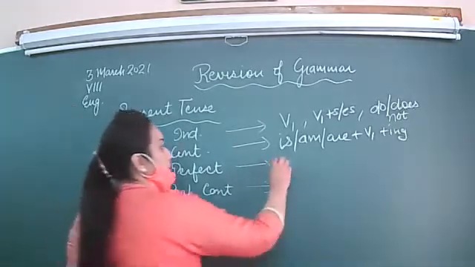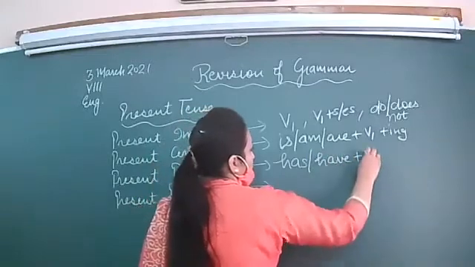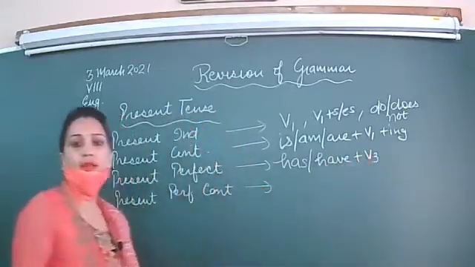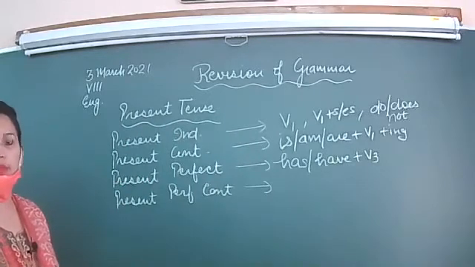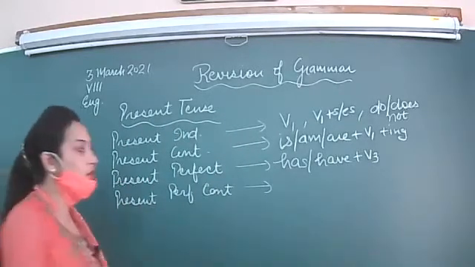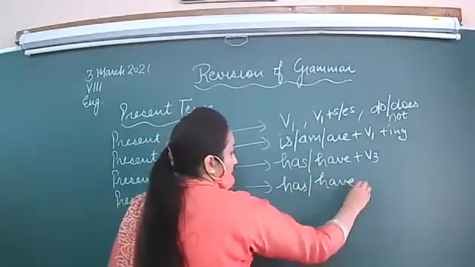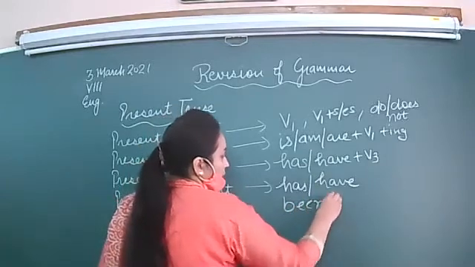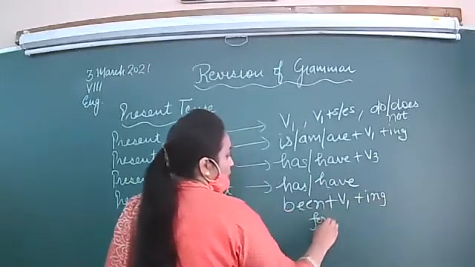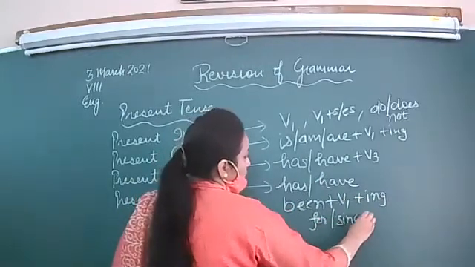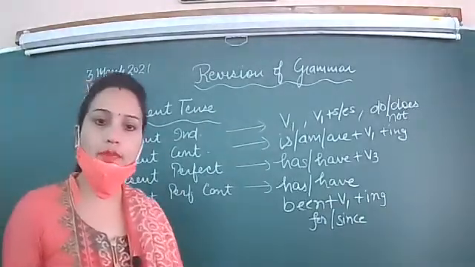In present perfect, we are going to put has, have plus third form. In the case of negative, has, have plus not. And in the case of interrogative, has and have will come in the beginning. And in present perfect continuous, has been or have been. Been will be written here, then verb first form plus ing. After that, we will be adding for or since. For is used for a period of time, and since is used for a point of time.